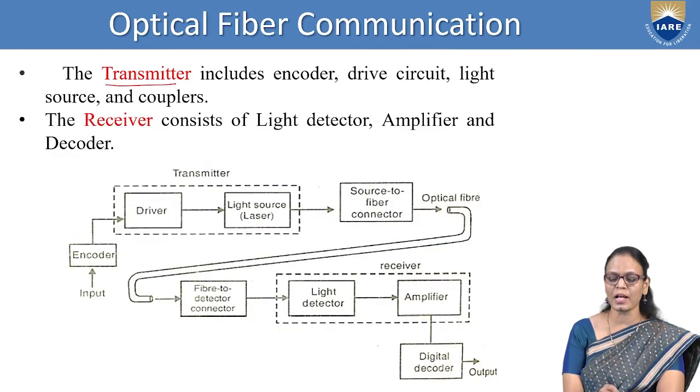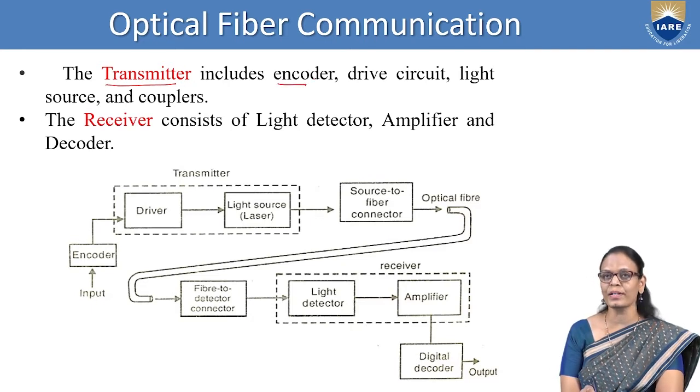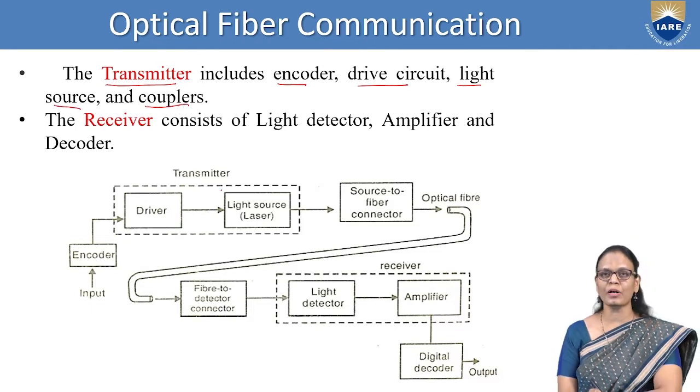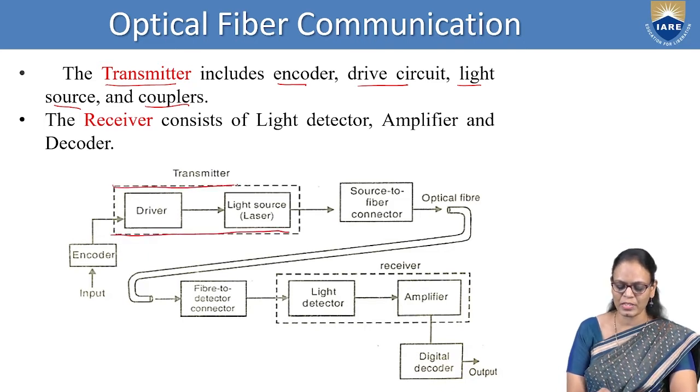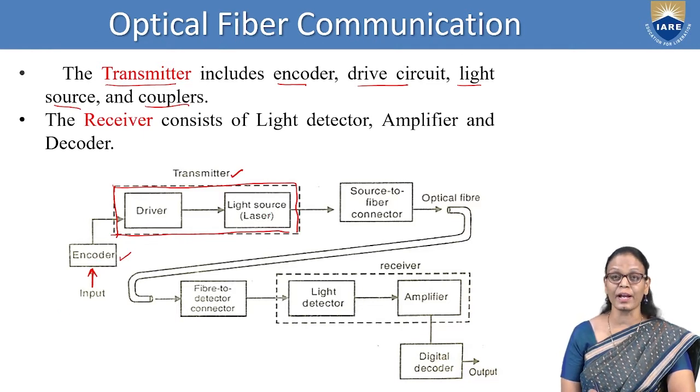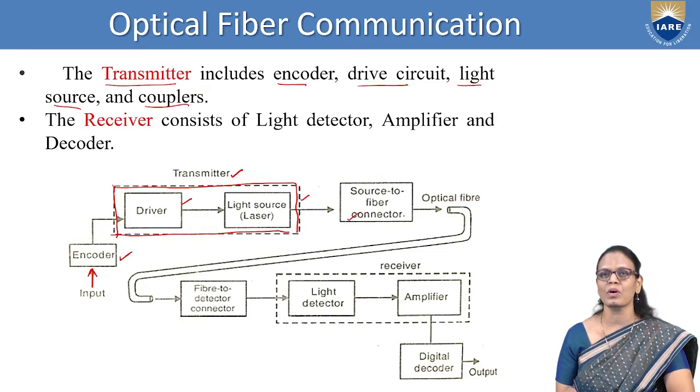Now the transmitter. First the transmitter we are going to look at. It includes encoder, drive circuit, light source and couplers. When we are talking about the transmitter, this block is the transmitter. In a transmitter, the first thing is the encoder, where the input signal is given. After the encoder, we have the drive circuit and then the light source, and then some couplers to couple the signal to the optical cable. So in a transmitter we have the encoder, the drive circuit, the light source and then the couplers or the connectors.